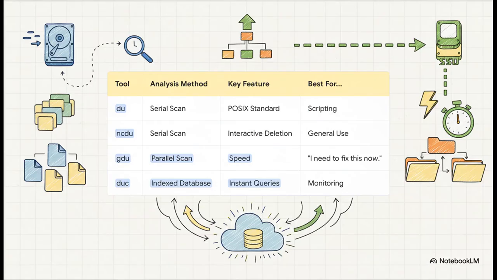So, which one should you actually use? There are a few options here. NCDU is a great, well-known classic. But honestly, for emergencies, GDU is the clear winner, just because of its raw parallel speed. Now, if you're doing scheduled monitoring, something like Duc is amazing because it builds an index for instant queries. But for our "oh no, the disk is full" scenario, yeah, GDU is absolutely king.